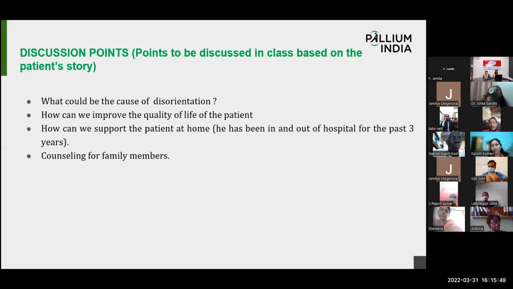Yes, ma'am. So we can move on to the next question. How can we support the patient at home? This patient has been in and out of the hospital for 3 years. So when they're in the hospital, you know how to support the patient. But what can you do for this patient at home?